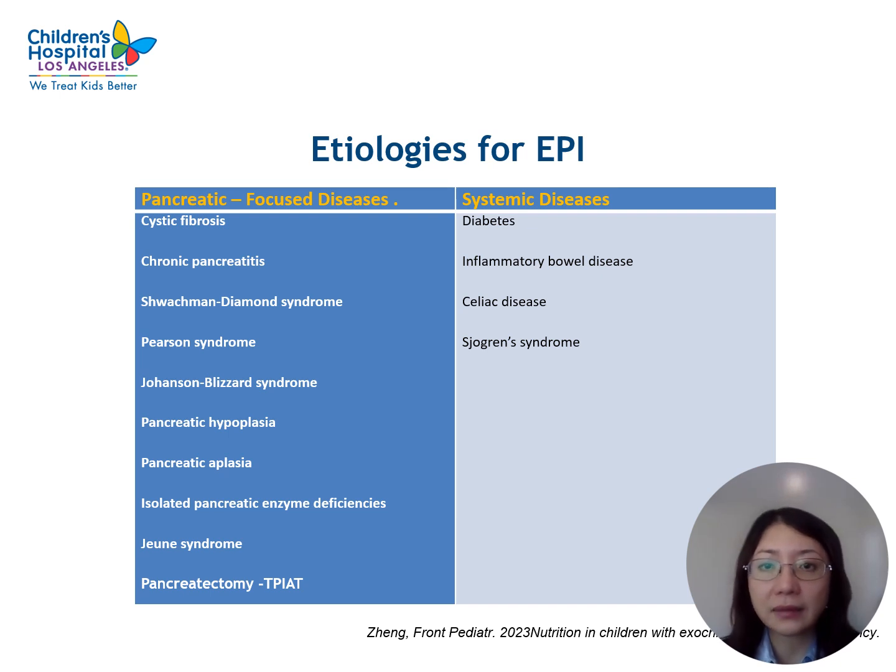With systemic diseases like diabetes, IBD, or celiac disease, some of the patients may also develop EPI.